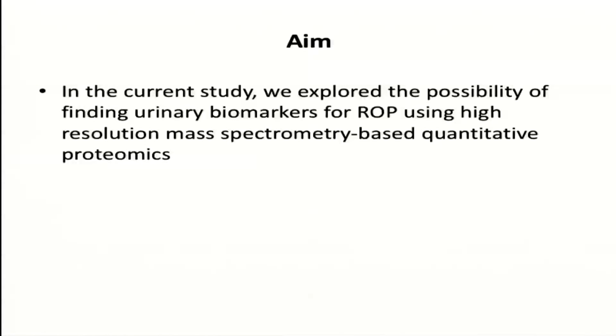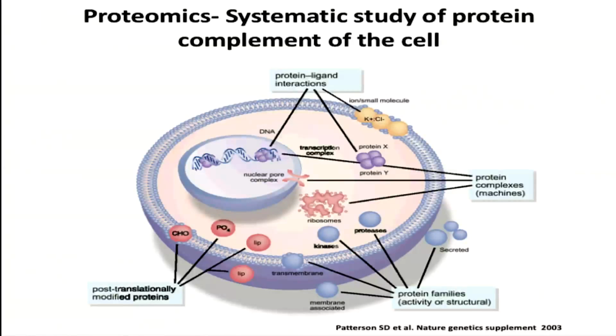In this study, we explored the possibility of finding urinary biomarkers for ROP using high-resolution mass spectrometry-based quantitative proteomics. These biomarkers, once validated, can be developed into point-of-care kits, which will take the screening away from the ophthalmologist or the camera to an NICU nurse who can screen directly in the NICU.